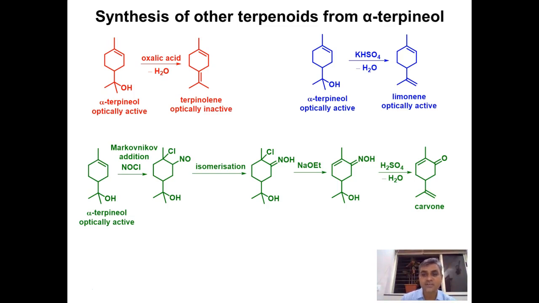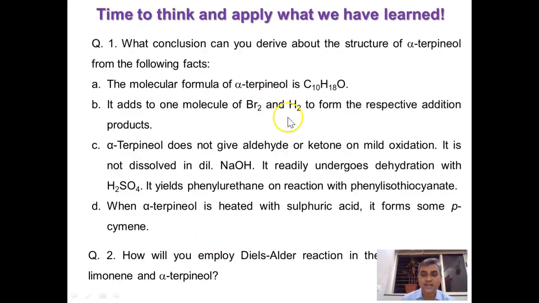Now, once we have learned the chemistry of alpha terpineol, we have to check our progress, how much we have progressed, and for that we have to solve some problems. There are a variety of problems. Some of the problems are listed here, so students should undertake these problems. Here some statements are given. For example, the molecular formula is C10H18O.